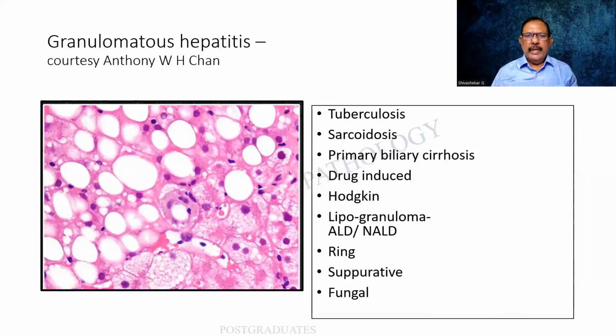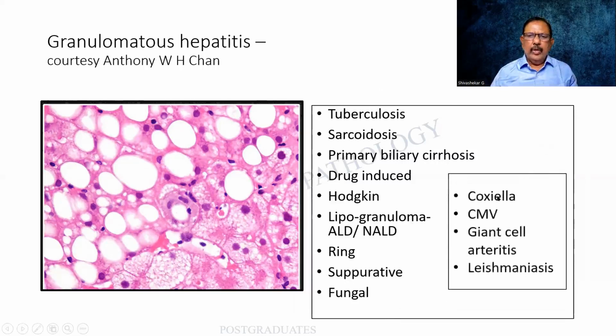The granulomatous hepatitis we had seen in the last one, and in this there is a kind of a lipogranuloma that is over there. It can be alcohol related or non-alcoholic liver disease. A lot of these differentials are given there. It is only a recapitulation. And also viral infections such as cytomegalovirus, Coxiella should be borne in mind, immunological RATS and another infective, leishmaniasis.